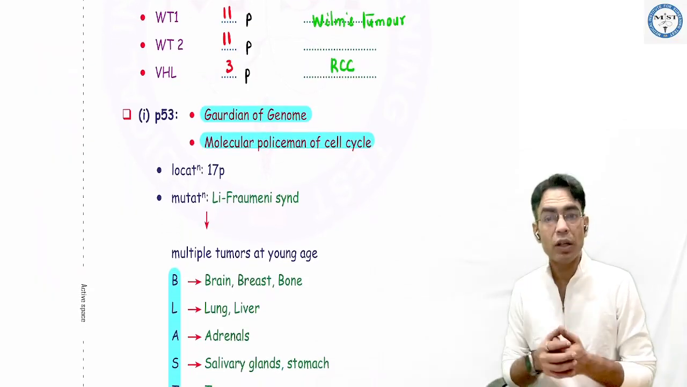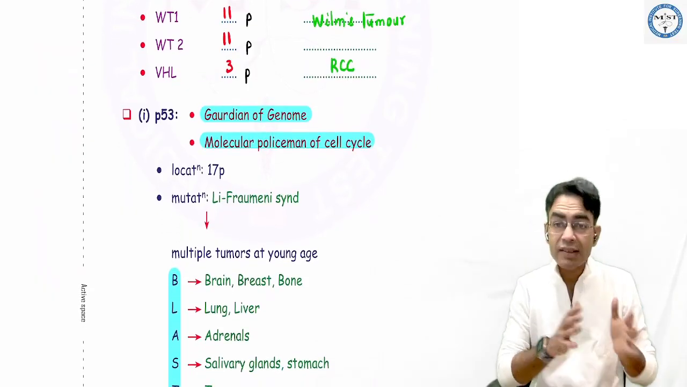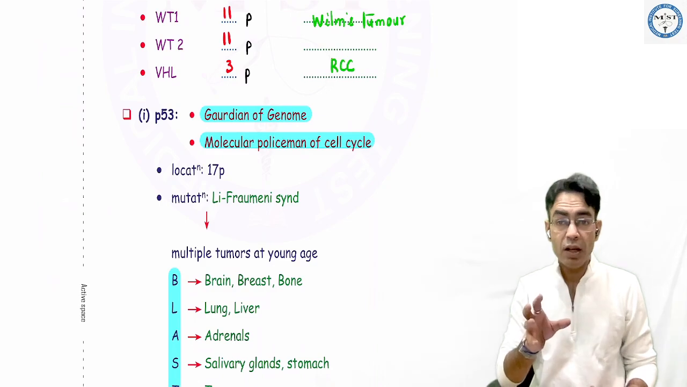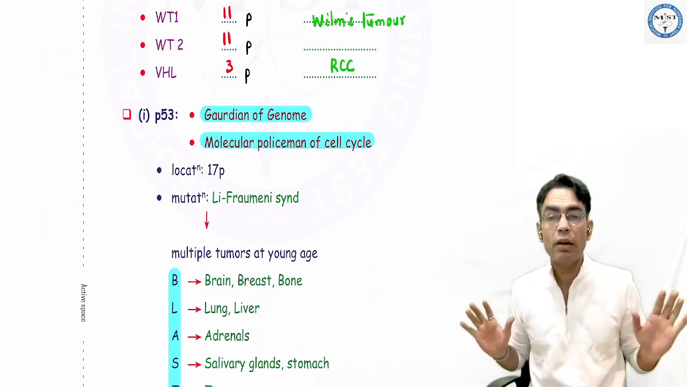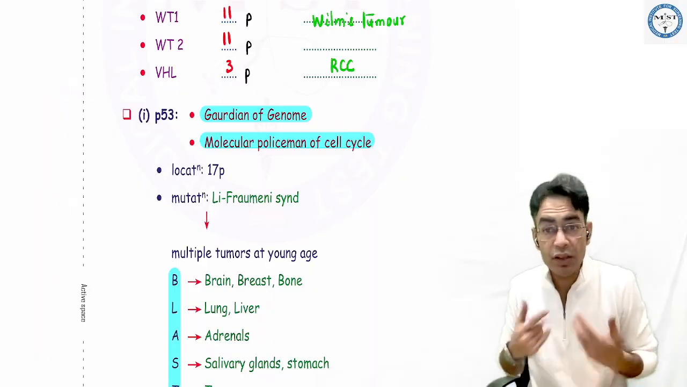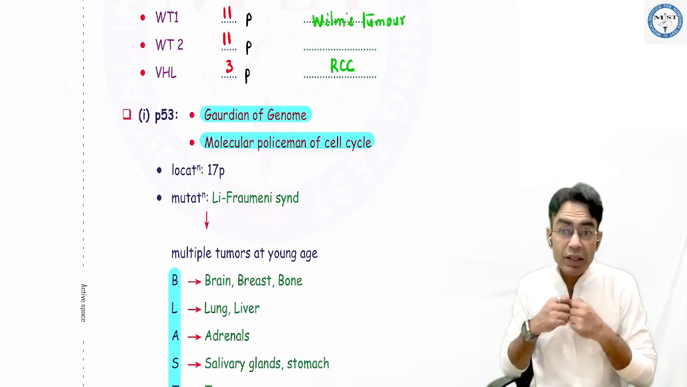Then your P53 is called the guardian of the genome. It is also called the molecular policeman. And I told you, at every cell cycle checkpoint P53 is present. So if a blast occurs and P53 is mutated, now P53 is not working. So P53 is not working.